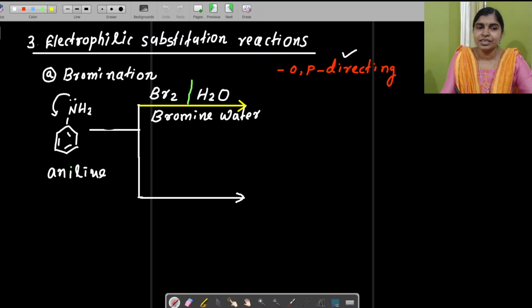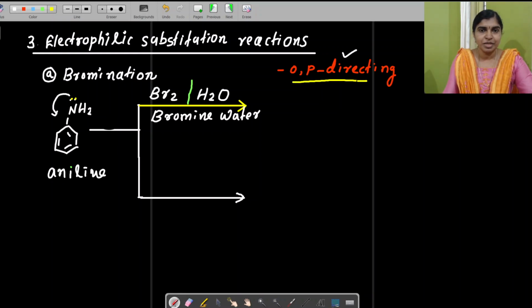Okay. So the third reaction is electrophilic substitution. We know that this amino group, the NH2 group, is a +R group, that means it donates electrons towards the ring. So we can distribute the electrons from the nitrogen into the benzene ring. You can draw the corresponding resonating structures. So due to the resonating nature of the NH2 group, this is ortho-para-directing.